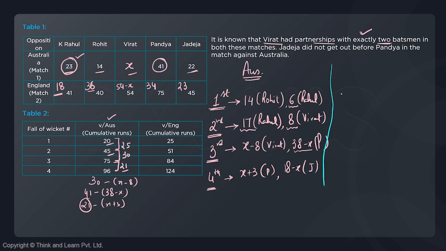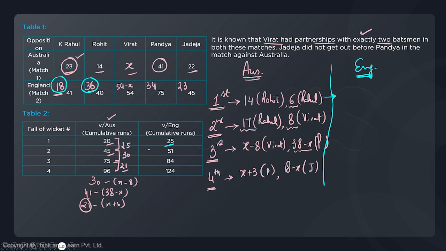Now let's talk about England as well. So let me make the England table as well. Once again, let's talk about the first partnership against England. So what happens against England? Against England, 18 runs are made by KL Rahul, 36 are made by Rohit, and the partnership is of 25 runs. So once again, by the same logic as we did against Australia, can I say Rohit cannot be the first person to get out? He has made 36, whereas here the first person getting out has made 25. So the partnership is of 25.